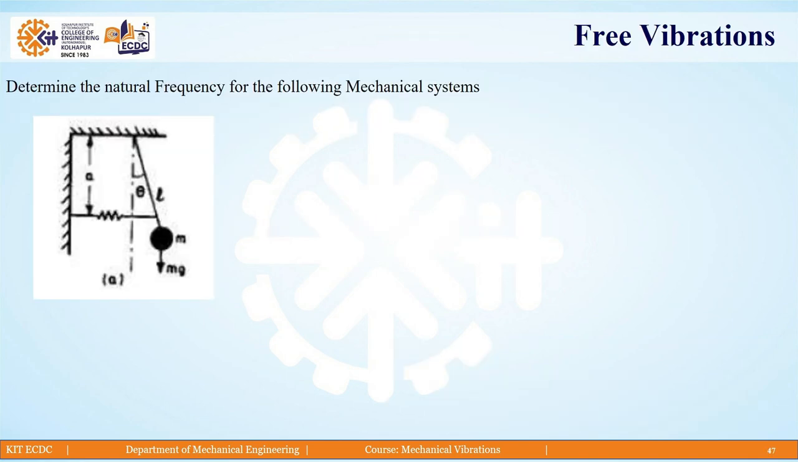In this numerical, we have to determine the natural frequency for the system shown in the figure. So we are having a spring with stiffness k, and to this spring we have a simple pendulum attached, which has a bob of mass m, and the length of the pendulum is l, and the distance at which the spring is attached from the pivot point of the simple pendulum is a.